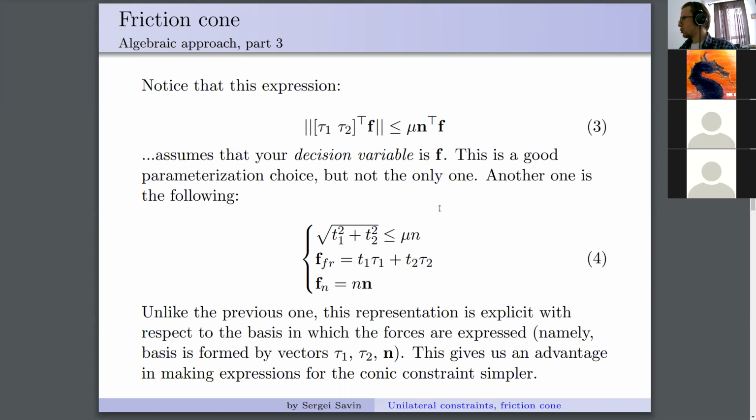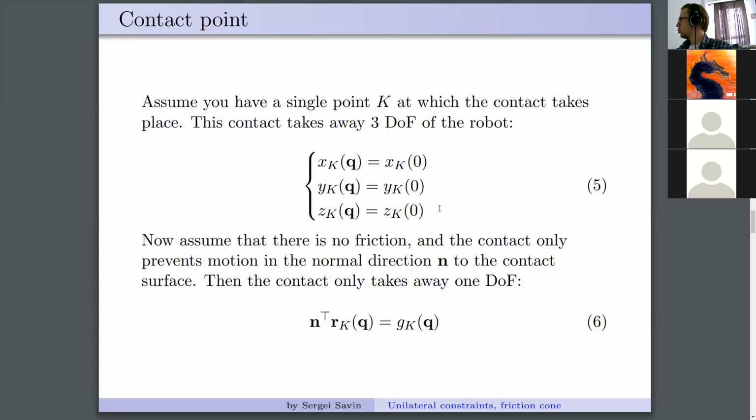Also, this is not written here, and this is a mistake. But expression number 4 should also have an additional line where it says that n is strictly positive, because here n is defined as a coefficient in front of unit vector n. So the scalar n should be strictly positive. That is important because otherwise it can actually produce pulling force. So, okay, good. No more questions?